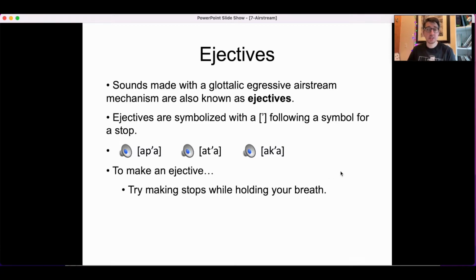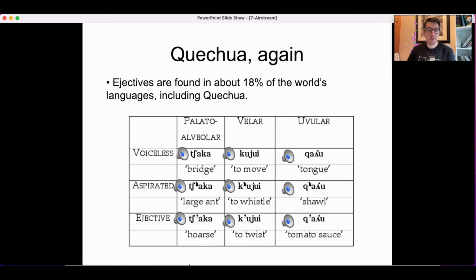And to make an ejective, as I said, try making stops while holding your breath. Alternatively, you can imitate Elaine from Seinfeld. She allegedly says, yep, yep, yep, or you can say, yet, yuck, even yuck. So many English speakers actually say the word sick, sick as an ejective. So ejectives are present in English as well, although not phonemically, of course. So ejectives are found in about 18% of the world's languages, so not in many languages.